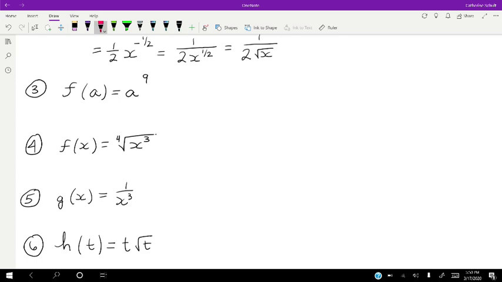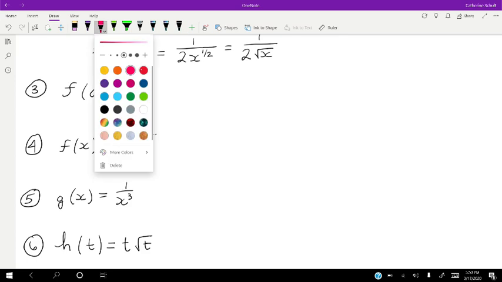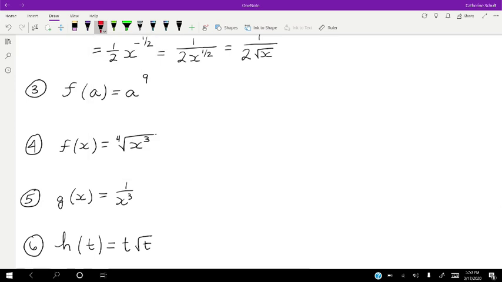All right, so welcome back. So let's see how you guys did. Number 3 is just a direct application of the power rule. It just has a variable a instead of x, but that's okay. No big deal. So the rules are the same. You bring down the exponent, and then you subtract 1. And that's that.